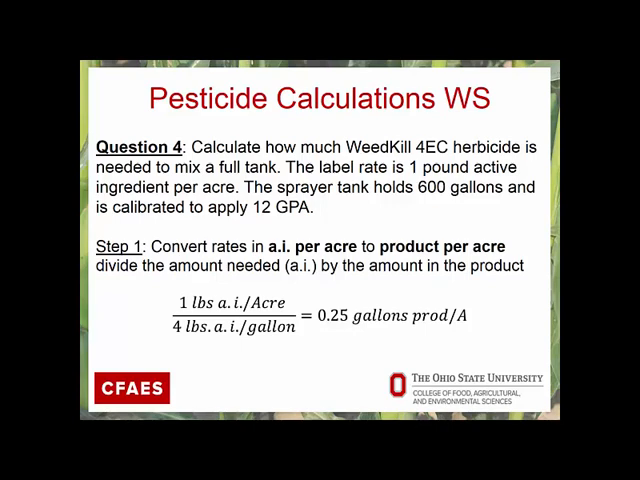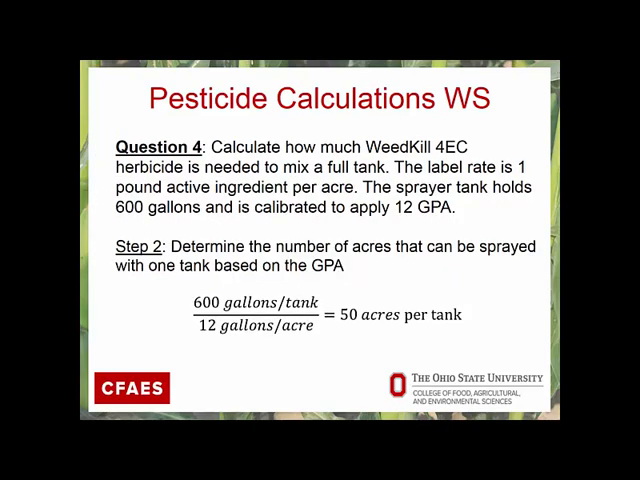Step 1 is to convert your rate in active ingredient per acre to how much product you need per acre. And the way that you do that is to divide the amount needed in active ingredient by the amount in the product. So step 1, you want 1 pound active ingredient per acre. You know that your product formulation contains 4 pounds active ingredient per gallon. So you divide those two and you come up with 1/4 of a gallon of product per acre is what you need. So now we have made that conversion from active ingredient to product.